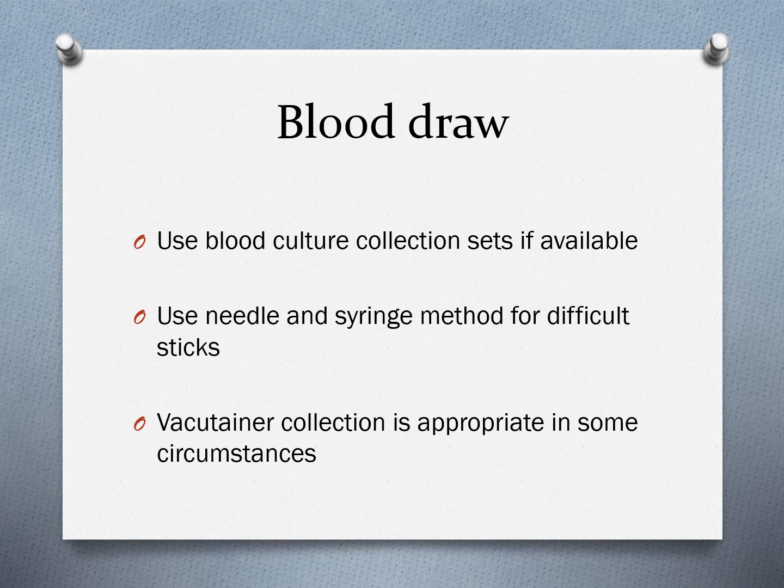Vacutainer collection is appropriate in some circumstances, especially if we're going to collect blood for SPS tubes, which are for blood cultures, and that is a sodium polyanethol sulfonate tube. Always draw blood cultures below the catheter or line sites attached to the patient.